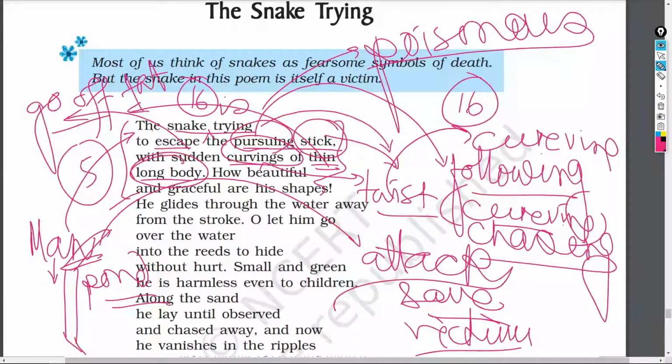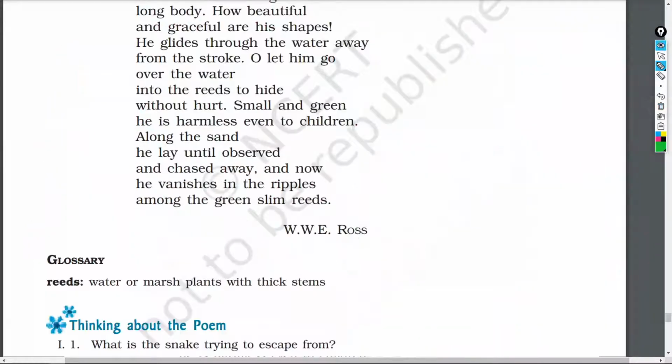My dear children, I suppose you understood it. Therefore, let us continue. How beautiful and graceful are its shapes. Now see my dear children, this shapes is a plural. Shapes is plural, and therefore are is used. Are is used. That means this is the agreement of the subject and the verb. These are the verb and this is the noun and there is the agreement between them.